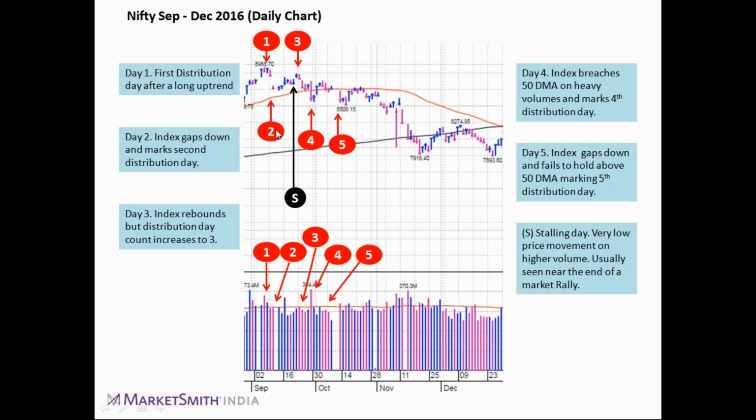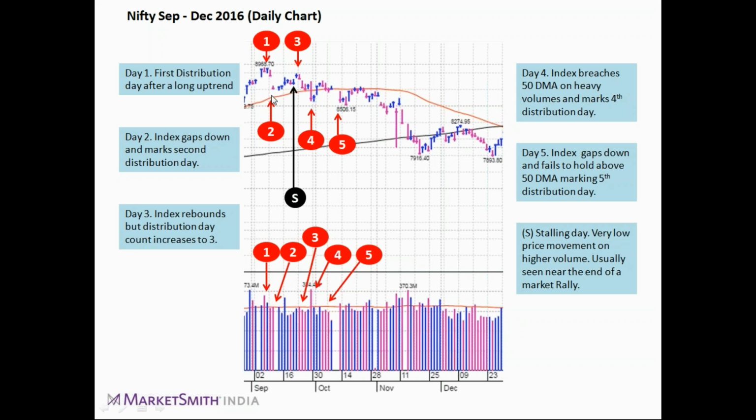So day 2, the point marked 2 here, is another distribution day. Again, if you see, volumes were higher compared to the previous day, and the index actually gapped down on that day. So gap down is something that we will watch out for. It's a sign of weakness. Index gapped down, and it was also a distribution day. So what happened after this day marked day 2?